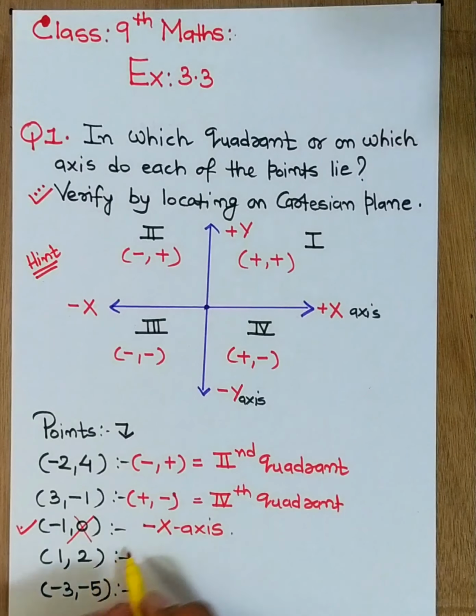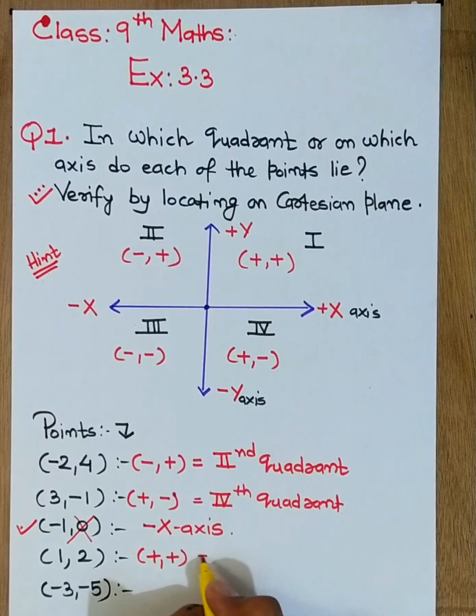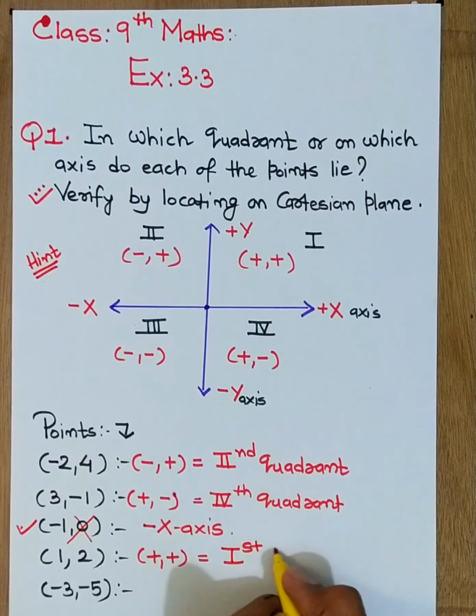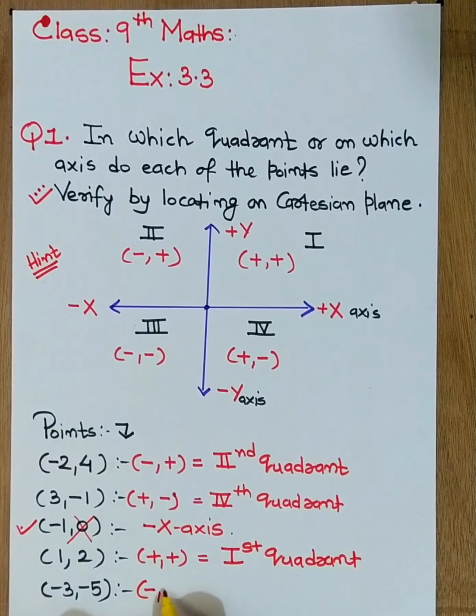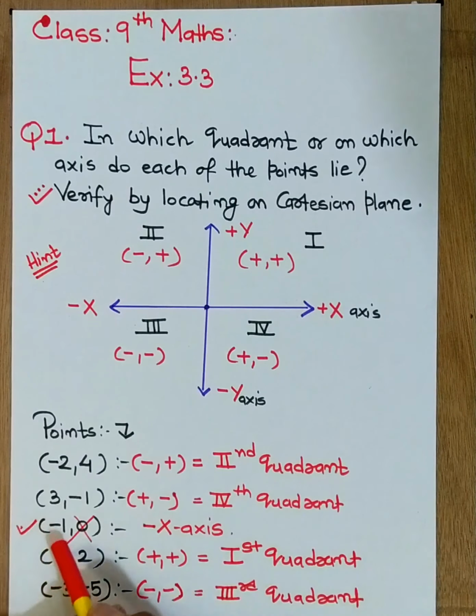Now (1, 2), both positive, so it will obviously lie in the first quadrant. And moving on to the last one, both are negative, so it lies in the third quadrant, right? So based on the signs we have decided and found the answers for the quadrants. Only one point had just a negative x coordinate, so it lay on the minus x-axis. Now let us go for the second part, that is, verify by locating on the Cartesian plane.